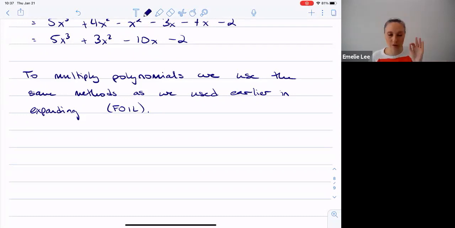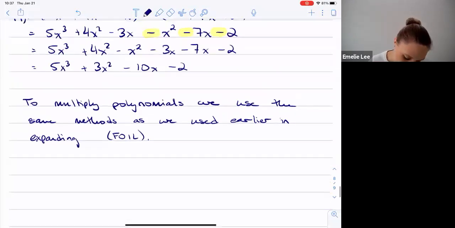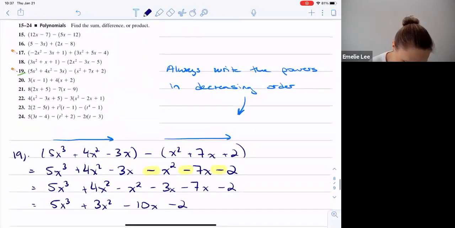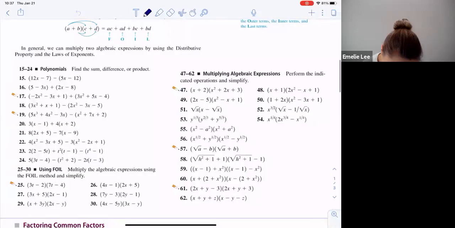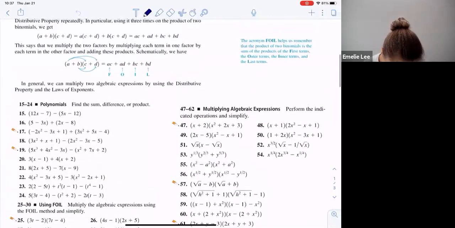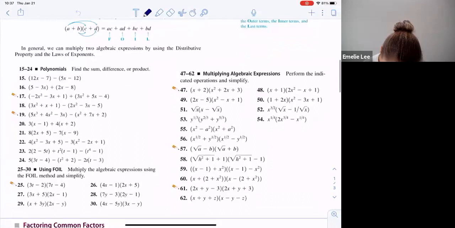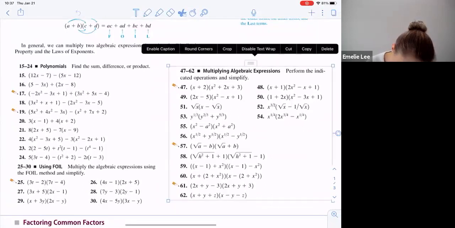So what you're going to do, just methodically take each of the first terms and multiply it onto each of the terms in the other polynomial, and then move on to the next term, multiply it by each of the terms in the second polynomial, so on and so forth. Here, I'm just adding and subtracting, so I'm going to go find an example that's a little bit better. Let's grab some of these, 47 to 62, copy.